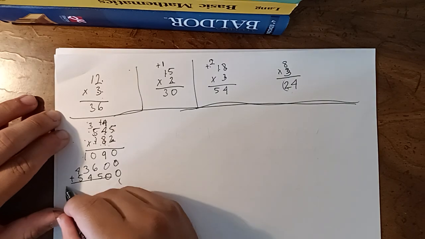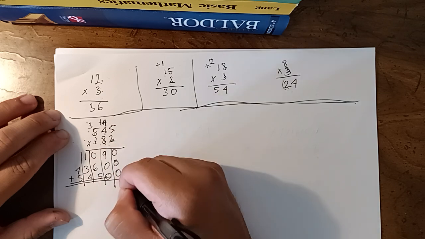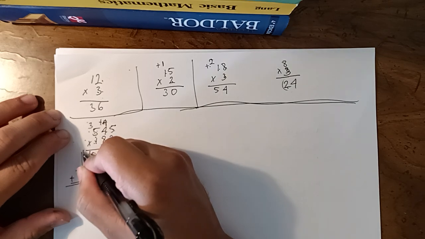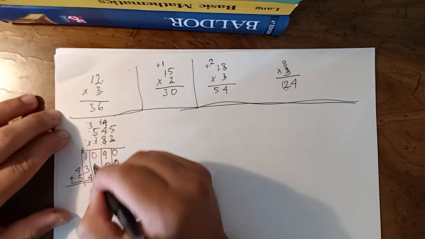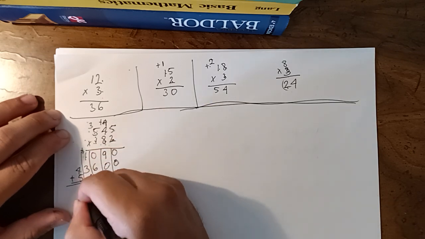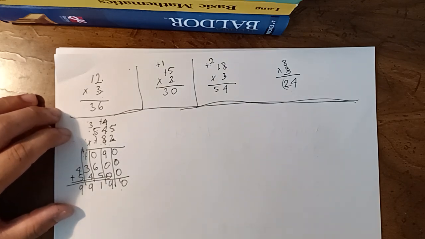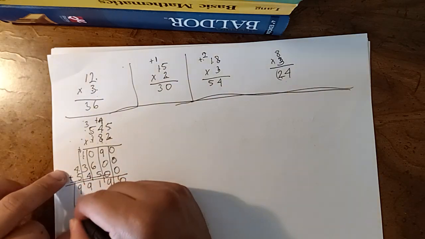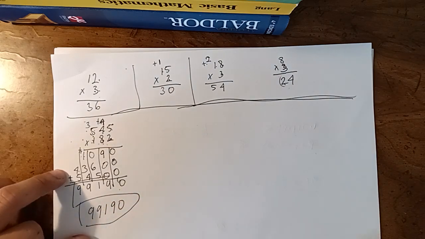Now all we're going to do is add them all up. 0. 9 plus these 2 zeros is 9. This is 11. Carry the 1. 1 plus 3 is 4. 4 plus 4 is 8. Plus that is 9. And this is just 9 again. So you go on your calculator, 545 times 182 is this. It's 99,190. That's the answer to this problem right here.